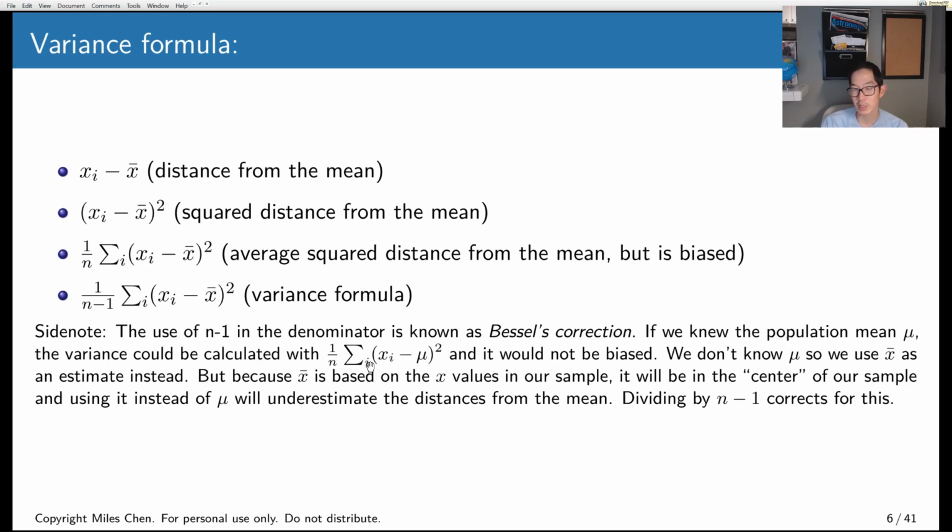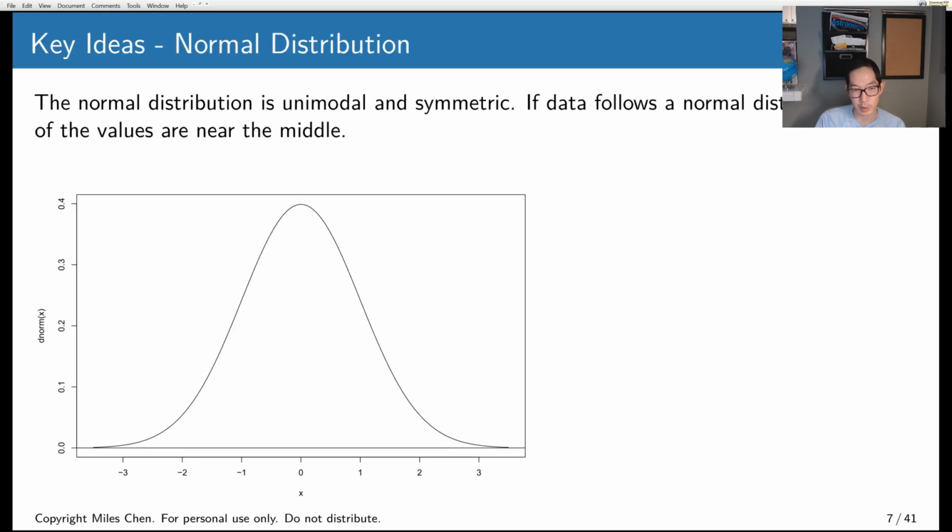But the problem arises when you substitute mu with the sample mean x bar. X bar is always going to be in the middle of your sample of values. And so the distance to x bar is always going to be a little bit less than the distance to the actual population mean mu. And so you have to compensate for that. And it turns out that dividing by n-1 instead of n is the exact compensation factor you need. Bessel's correction, you can look it up on Wikipedia.